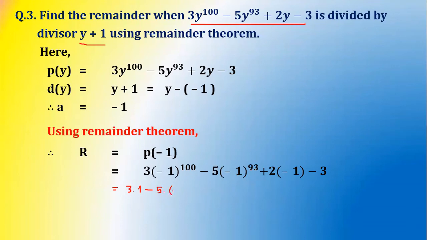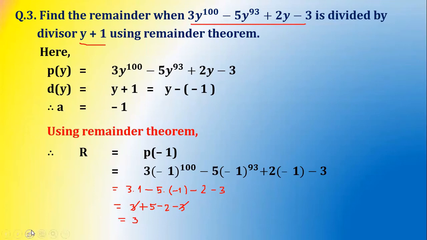So that means the final value would come minus 1, and then plus 2 into minus 1 would be simply minus 2, and the last constant term we can see here is 3. So simplifying further, 3 ones are 3, and minus 5 times minus 1 would be plus 5, and minus 2 minus 3 is there. So easily we can cancel this 3 plus 3 and minus 3.